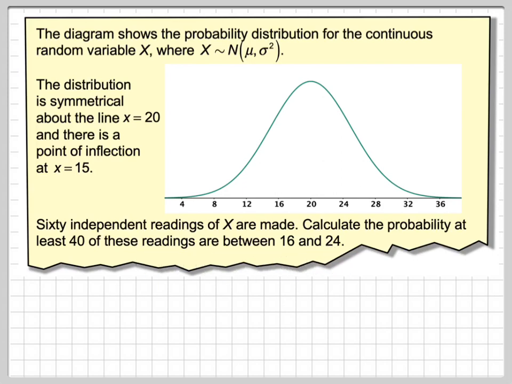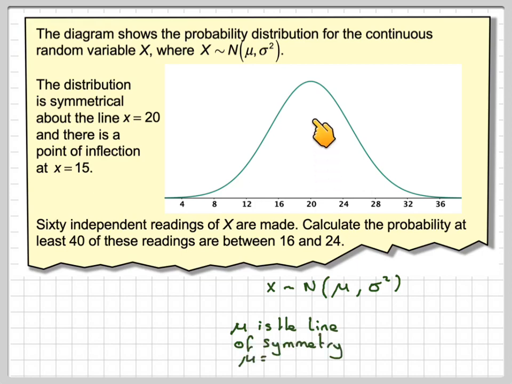Now the problem is we've got a normal distribution and we don't know its mean and standard deviation, but we've got some information over here which will help us find that. So, writing down the parameters of a normal distribution, they are the mean and the variance. The variance is the standard deviation squared. So the mu is actually going to be the line of symmetry, which is at 20.